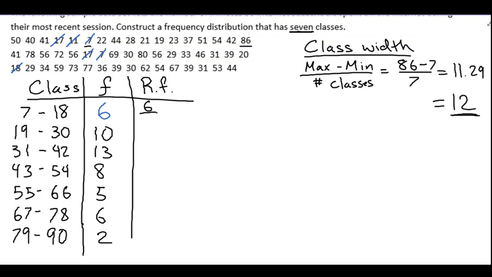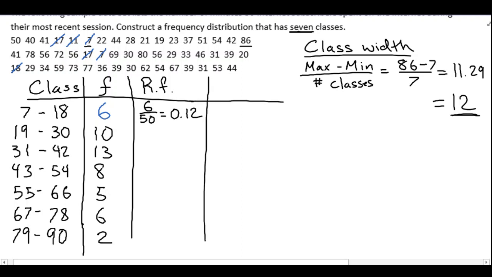So our relative frequency would just be 6 divided by 50, right? Which is roughly, what is that? 12%? And 12%. And you're going to do that for every single point along the way if they ask you to find the relative frequency. Another thing that might be asked from you is to find the cumulative frequency. Cumulative frequency. And it's just like you think.